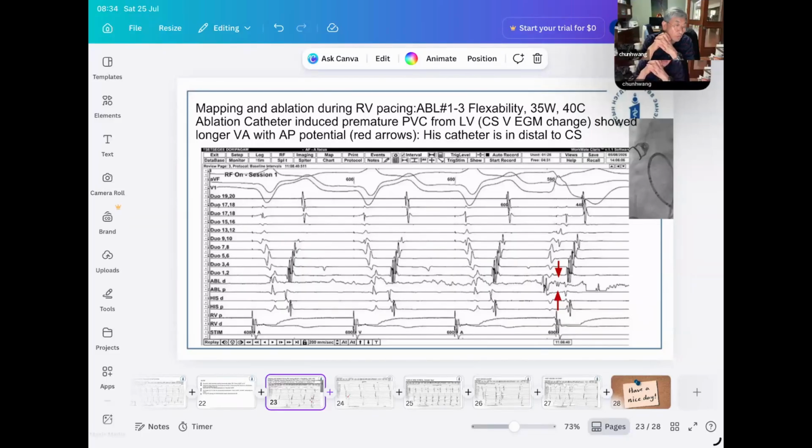Any comment from anyone? Yes, Dr. Huang. Yes, sir. How can we explain the decremental conduction of the left-sided accessory pathway? You said that maybe it's not PJRT. So how can we explain that? I'm really confused.